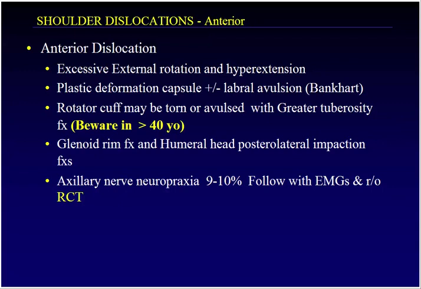Axillary nerve neuropraxia occurs about 10% of the time. You can follow it clinically with EMGs, and most, fortunately, will recover. And again, you also remember the possibility of an associated rotator cuff tear that may need to be ruled out.